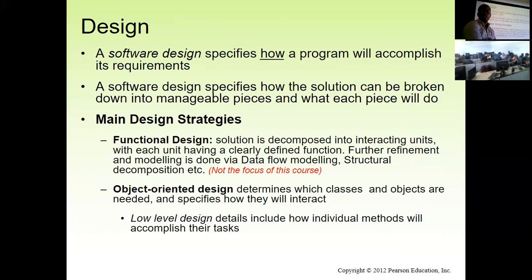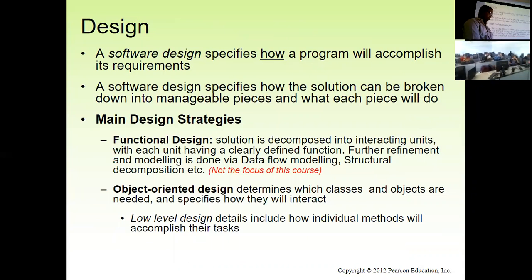Now, there are two main design strategies. One is what we call functional design, where the solution that you're about to create is broken down into units that have certain functions. Like I said, this unit is going to be responsible for doing these things. This unit will be required to do these other things, and this unit will be required to do these other things. Then the alternative approach is what we call the object-oriented design, where you start out by specifying classes and how they will interact with each other.